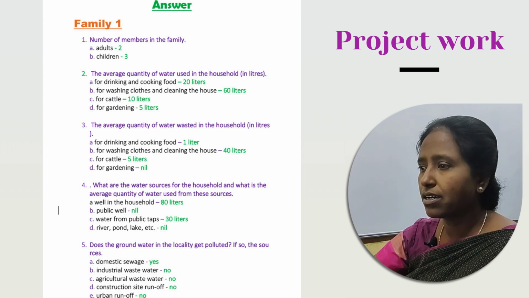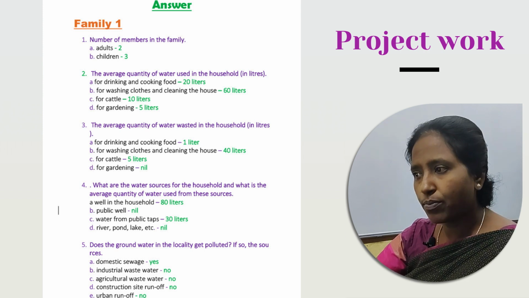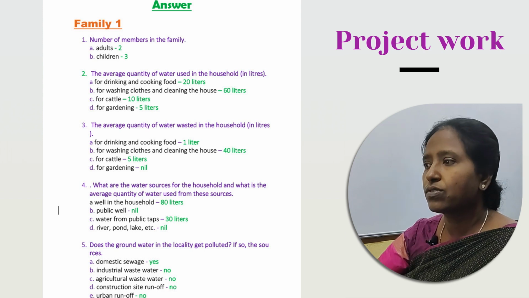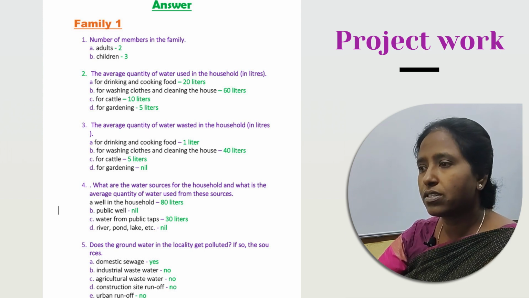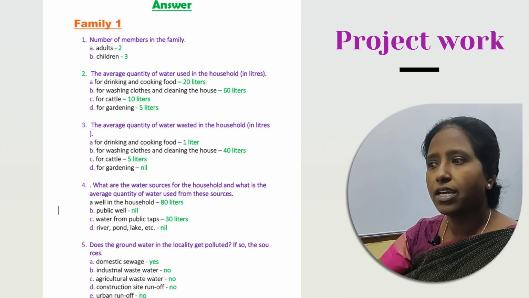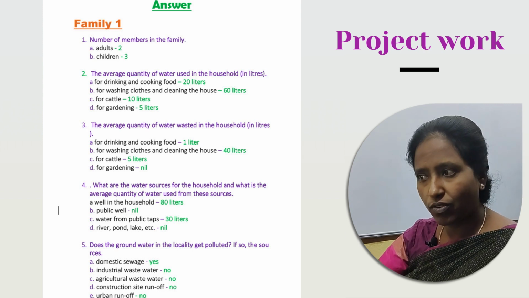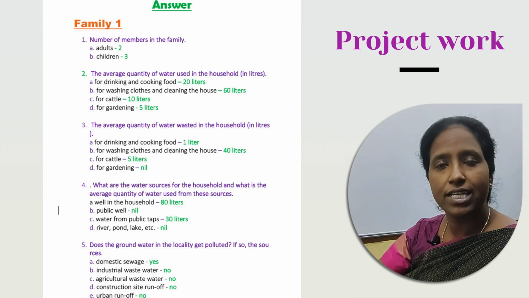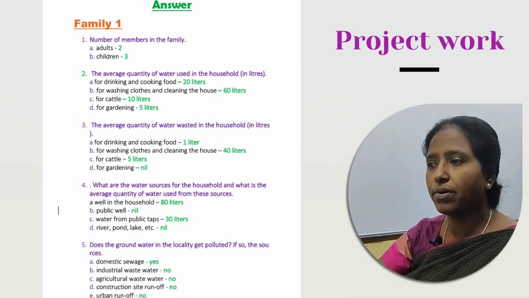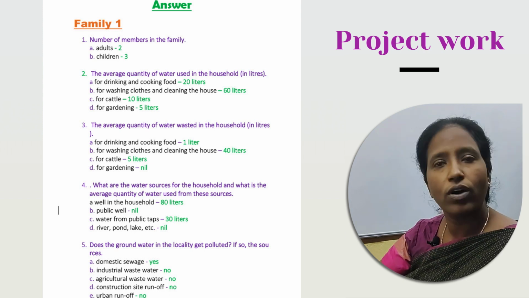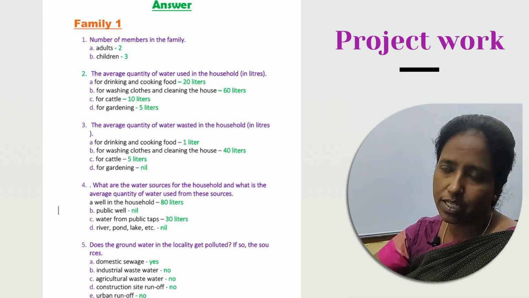Okay. Does the water in the locality get polluted? Yes. If so, the sources. First is domestic sewage. Yes. Industrial waste? No. Agricultural waste? No. Construction site runoff? No. Urban runoff? No. So here the water is polluted by domestic sewage.